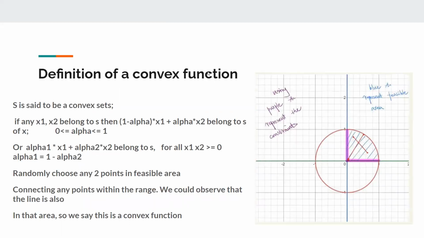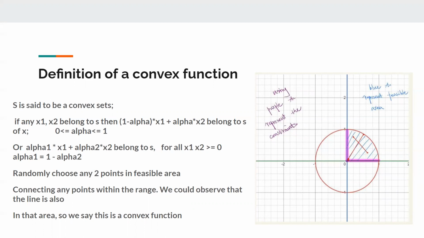The definition of a convex set: S is said to be a convex set if for any x1, x2 belonging to S, then (1 − α)x1 + αx2 belongs to S, where α is greater or equal to 0 and less or equal to 1. Or α1x1 + α2x2 belongs to S for all x1, x2 ≥ 0, and α1 = 1 − α2.